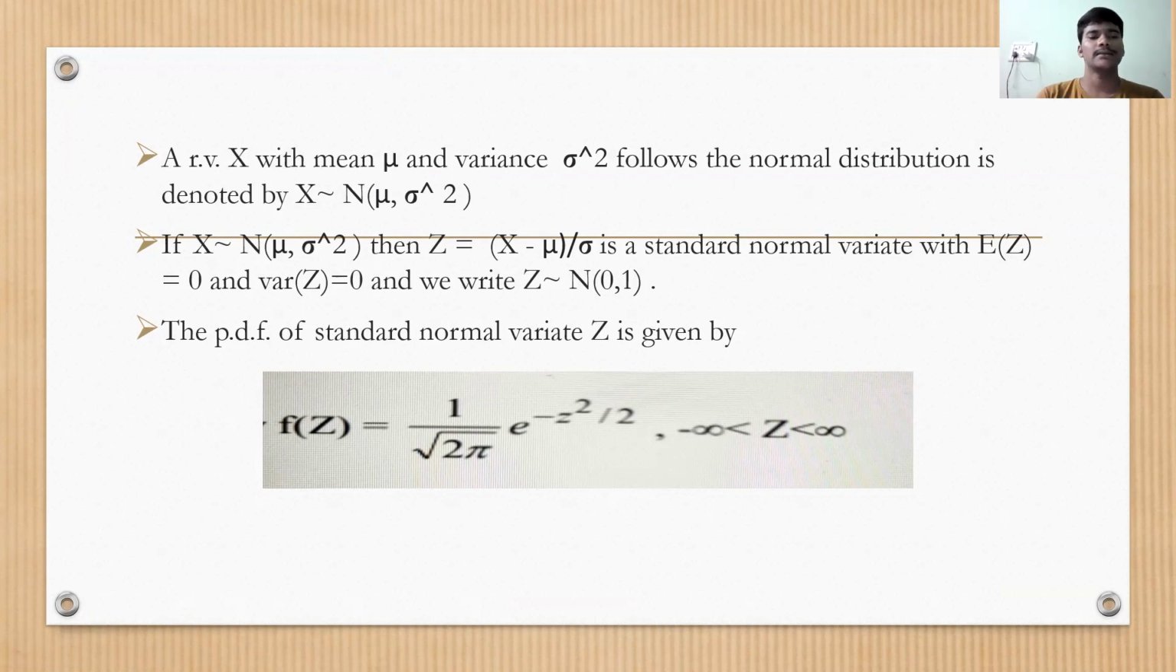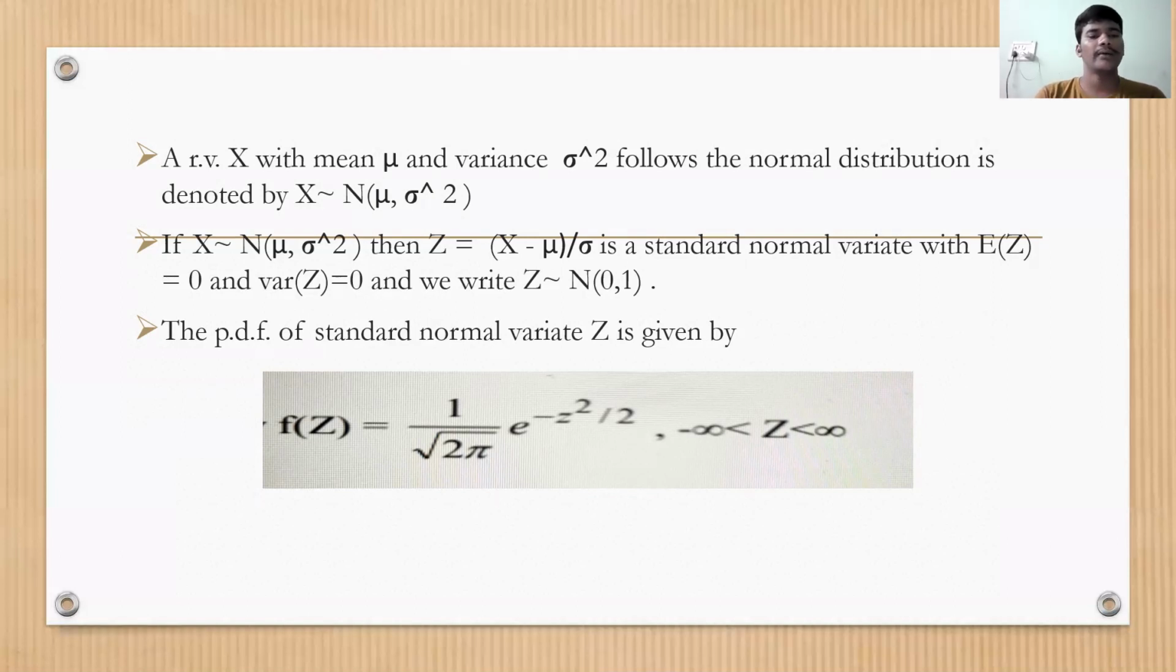If x ~ N(mu, sigma square), then z is equal to x minus mu by sigma. Here x is a variable, the value of the normal variable, mu is the mean, and sigma is the standard deviation. Sigma square is the variance, and sigma is the standard deviation. z is a standard normal variate with E of z equal to 0 and Var of z equal to 1, and we write z ~ N(0, 1).